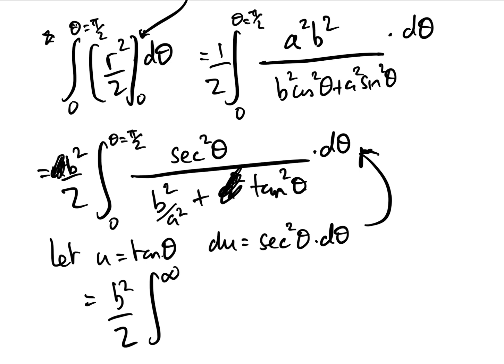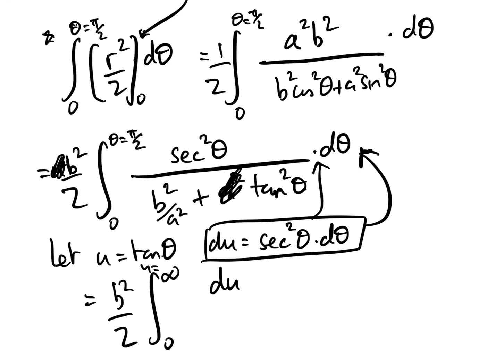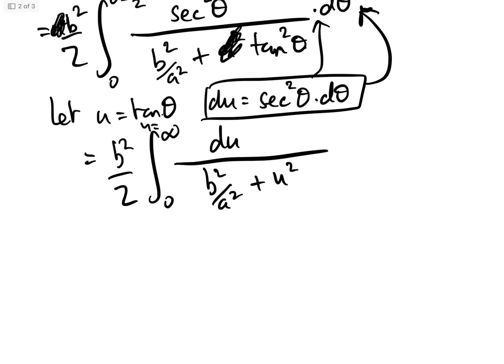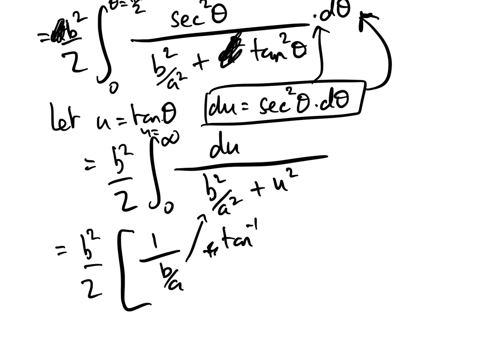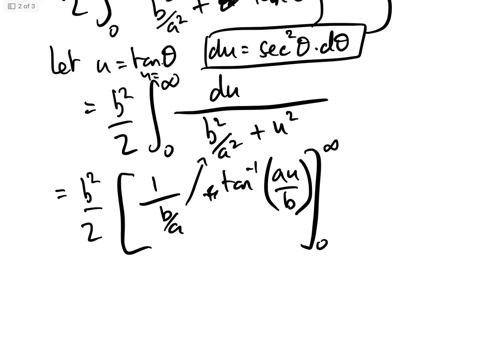Well, u is tan theta, so tan of pi over 2 is infinite, and tan of 0 is 0. So that's u equals infinity down to 0 of du, which is basically that bit there on the substitution, over b squared over a squared add u squared. Now this is a well-known integral. Basically this integral equals b squared over 2, 1 over b over a, which is that bit, times tan to the minus 1 of a u over b. That's the known integral there between infinity and 0.